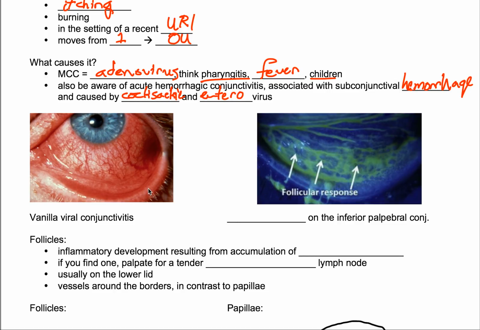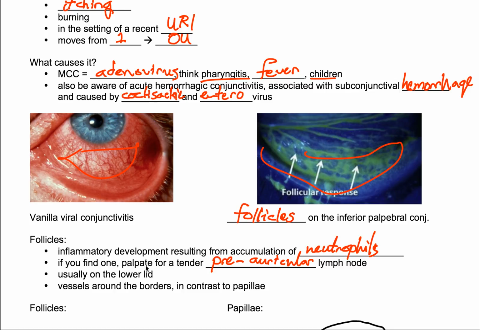And one of the key physical exam findings you're going to be looking for are follicles on the inferior palpebral conjunctiva. Now, palpebral just means you're on the side of the eyelid. Bulbar would be the eye itself. So follicles on the inferior palpebral conj. And these are an inflammatory development resulting from the accumulation of neutrophils. And if you find one, you should be palpating for a tender preauricular lymph node. That's another key physical exam finding for a viral conjunctivitis.